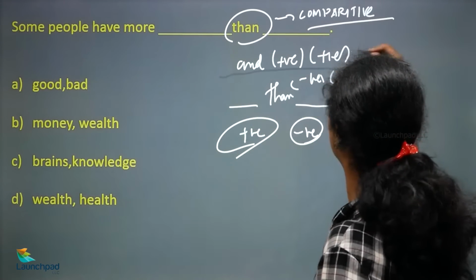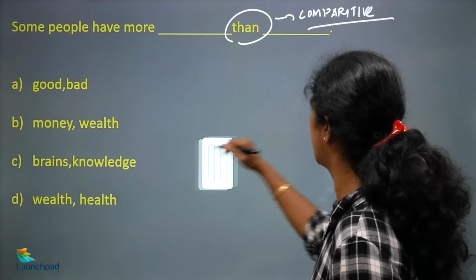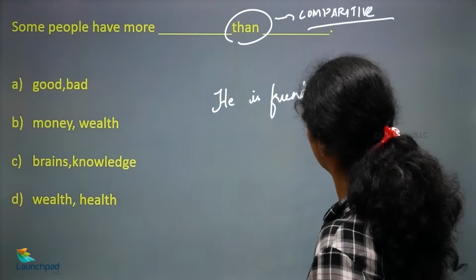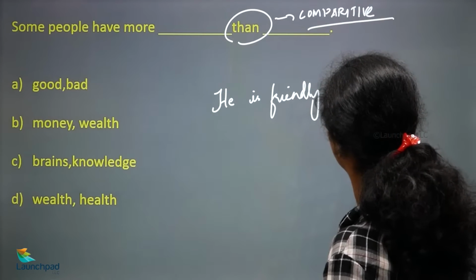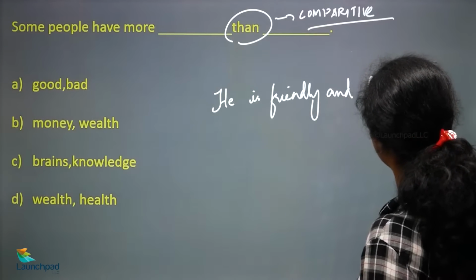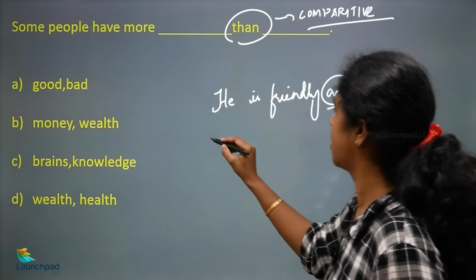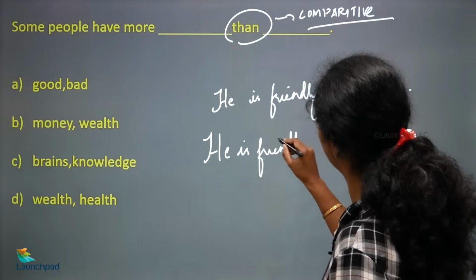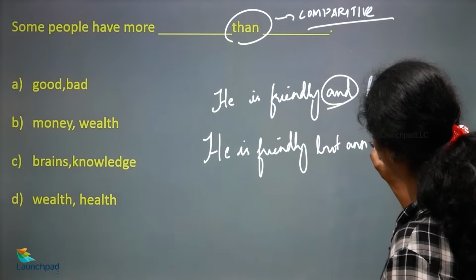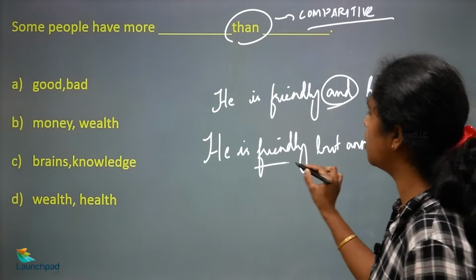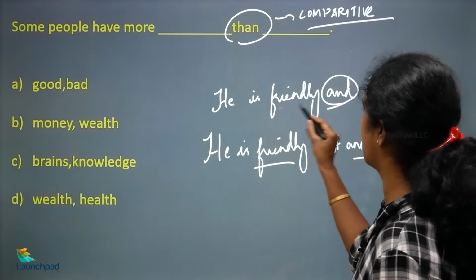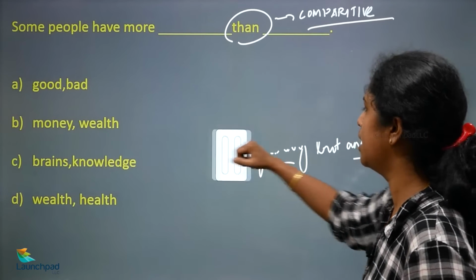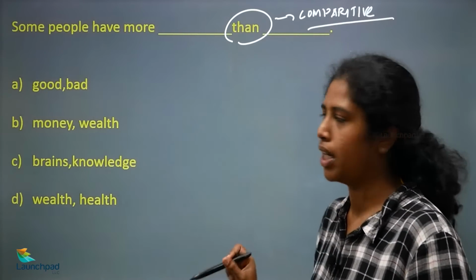Yes, for example, let me show you. He is friendly and happy. He is friendly but annoying. So can you see how there's a contradiction when "but" comes? So similarly, when you're comparing with "than," there should be a contradiction. So once you understand that, now let's move on to our options, okay.